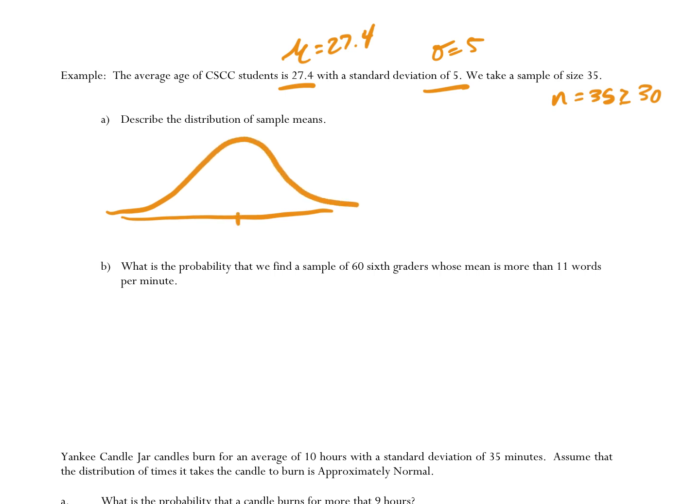My mean of my x bars is 27.4. My standard deviation of my x bars will be, what will it be? How do I find it? 5 over square root 35, which, by the way, is 0.845. The picture, by the way, describes it. I can see the shape, the center, the spread. Everybody good?